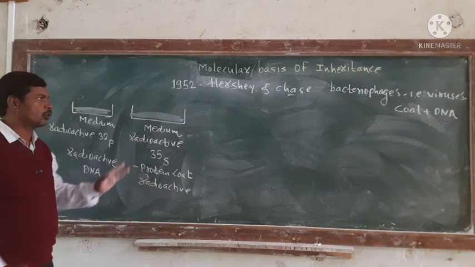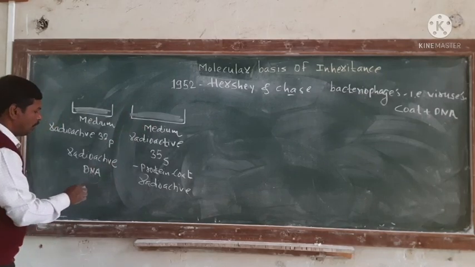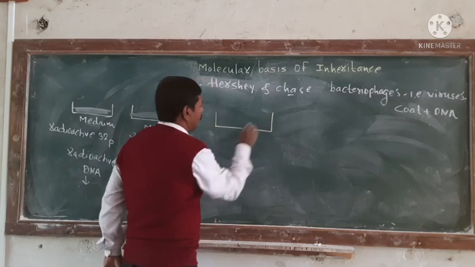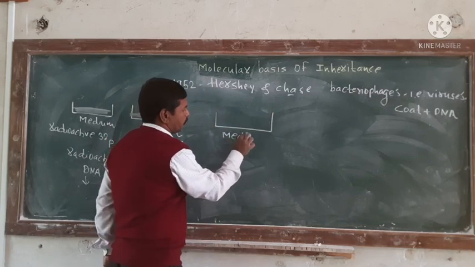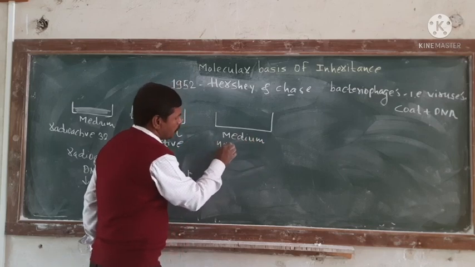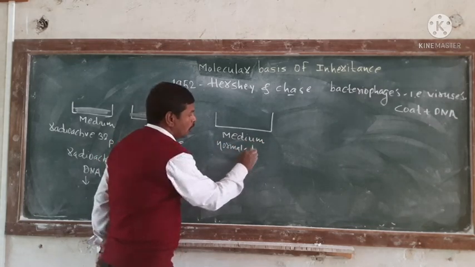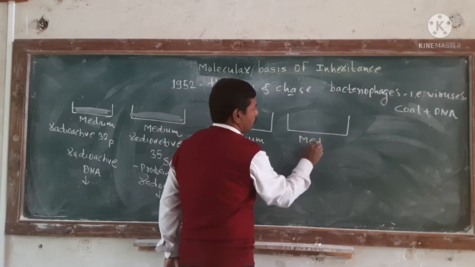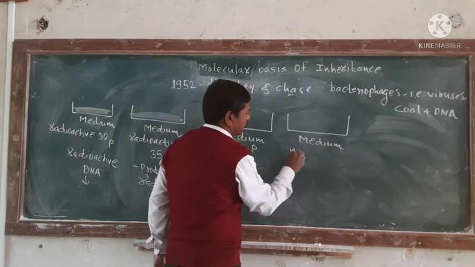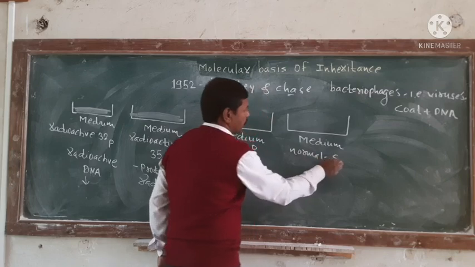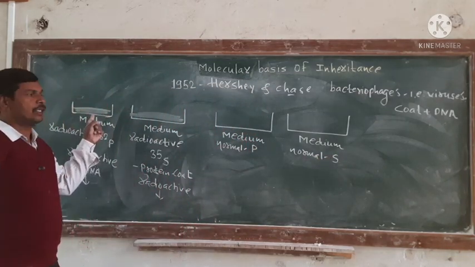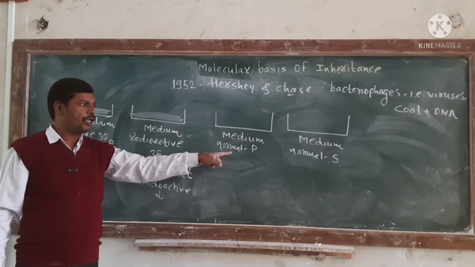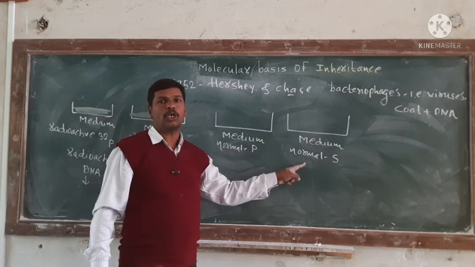After the successful growth, they infect the bacteria. The growth of the bacteria is completed in a medium with normal phosphorus, and again in a medium with normal sulfur. Now the viruses infect both the medium with normal phosphorus and the medium with normal sulfur.